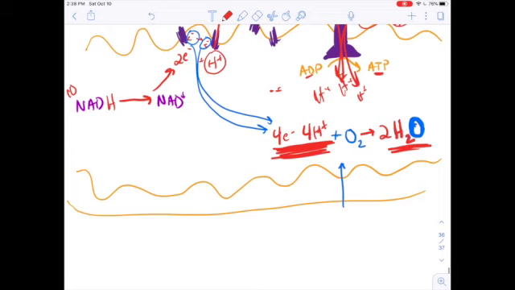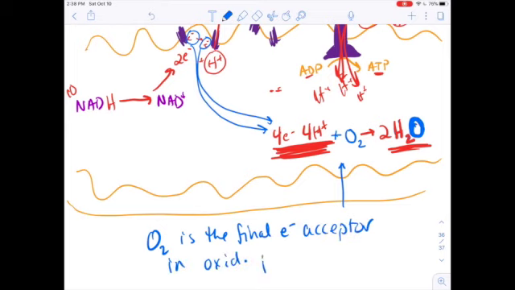We call oxygen, and it happens way at the end. If you look up molecular oxygen on its wiki page, and yes, it has a wiki page, it will say oxygen is the final electron acceptor in oxidative phosphorylation. It keeps the gradient going.